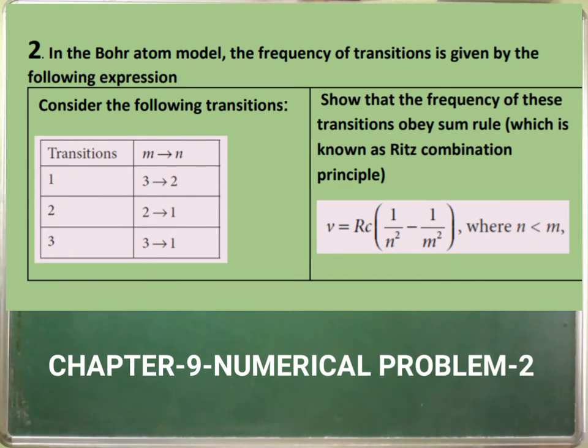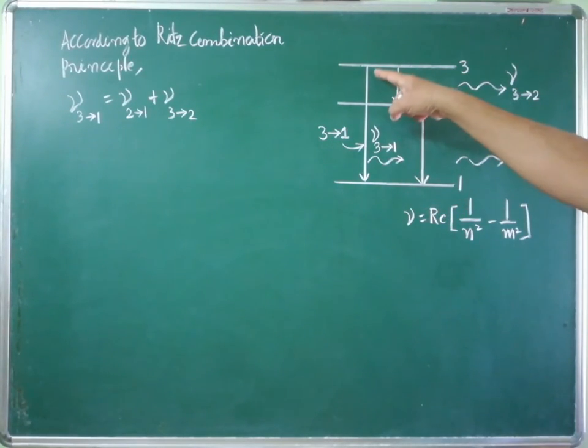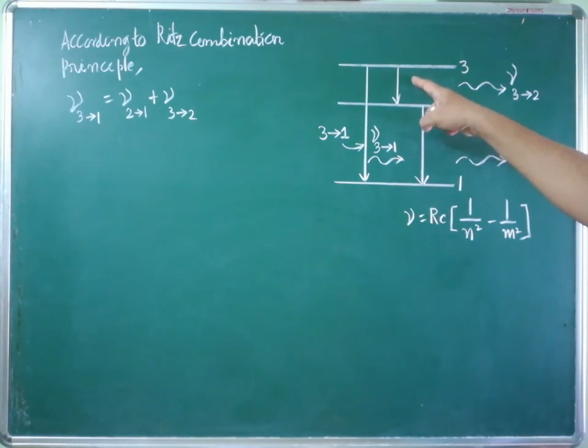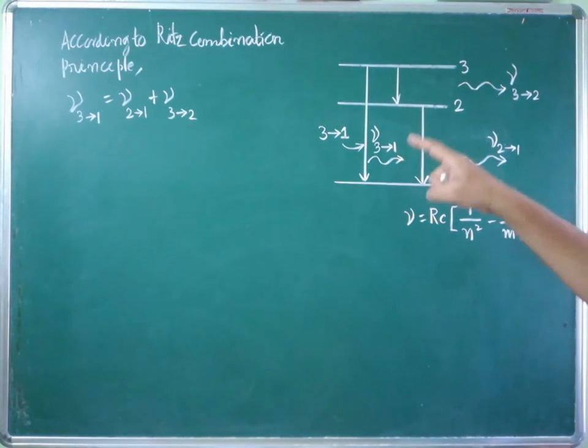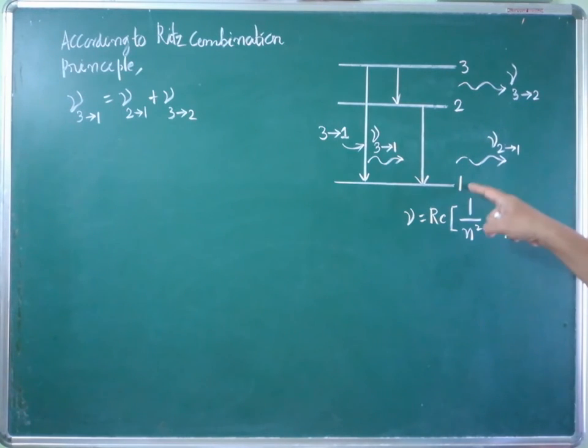We are going to solve the second problem in chapter 9. Look at the diagram. In this energy level diagram, three transitions are given. First transition: the electron jumps from the third orbit to the first orbit. In the next one, the electron jumps from the third orbit to the second orbit. In the third one, the electron jumps from the second orbit to the first orbit.